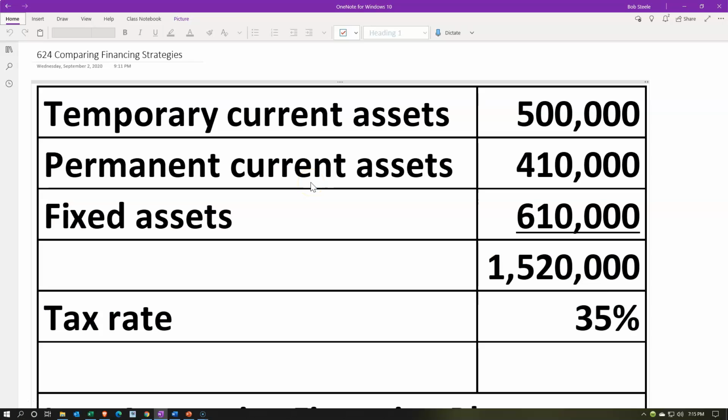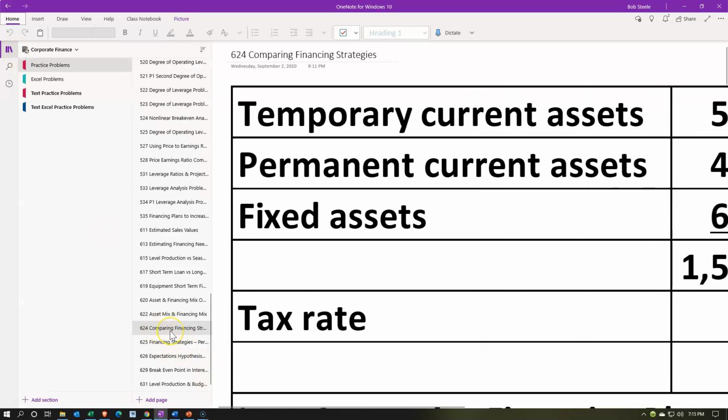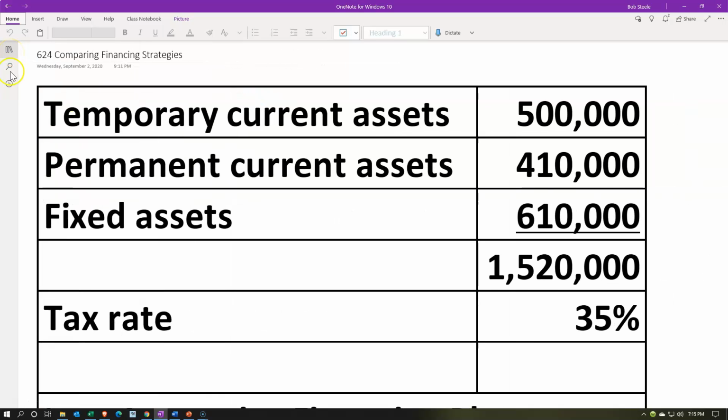Here we are in OneNote. If you would like to follow along in OneNote, you're not required to do so, but if you have access to it and would like to, we are in the 624 Comparing Financial Strategies tab in the Practice Problems section. Going to be closing this back up. We'll take a look at our information up top, then we'll have a smaller layout of that information that we can use to work through the practice problem.